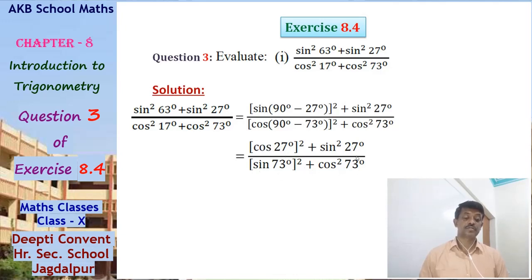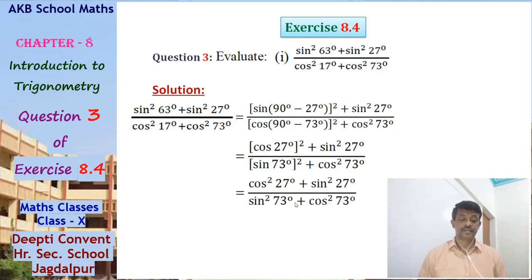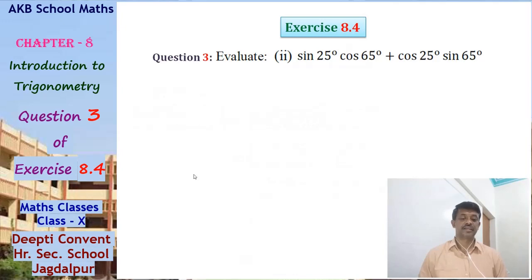The angle is the same. And sin square plus cos square equals what? 1 by the square relation. So we can write 1 upon 1, and 1 upon 1 equals 1. So 1 is the value of this expression. Clear? Using complementary angles.